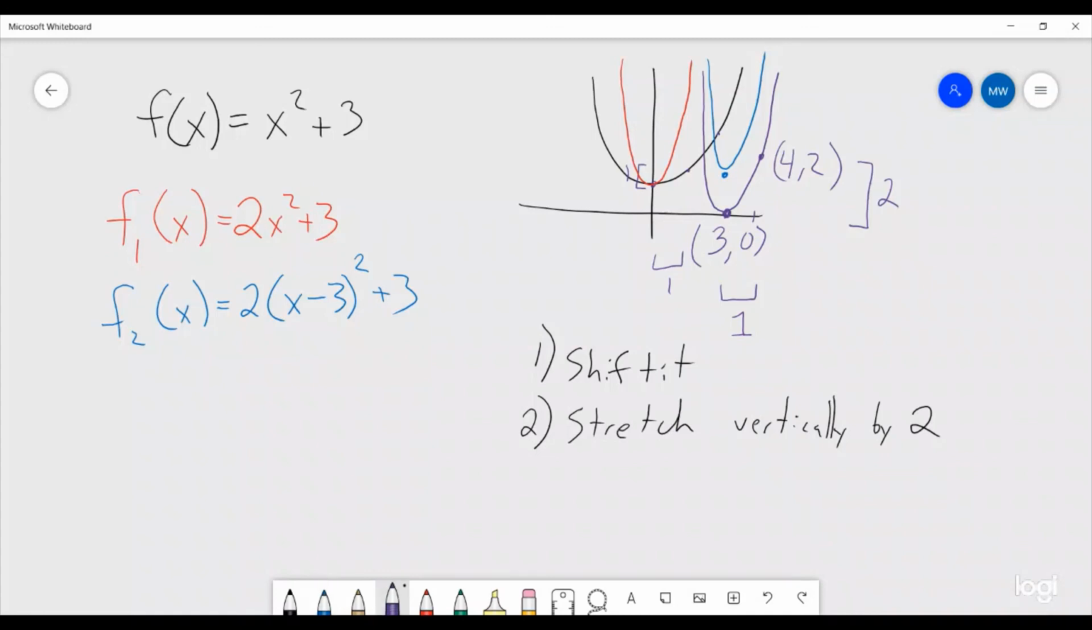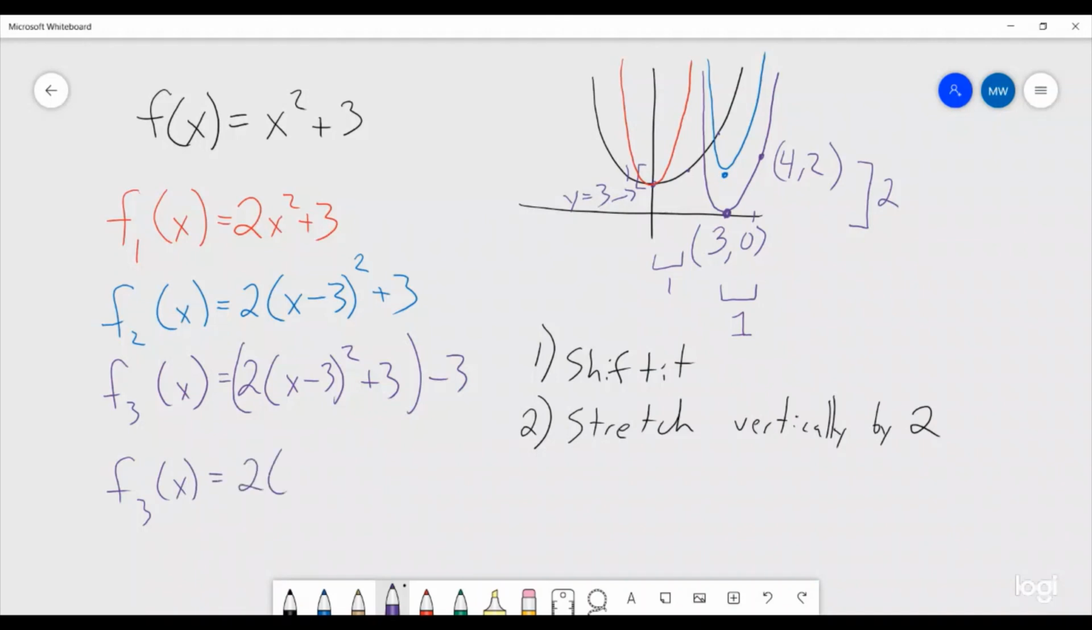The last one, which is the one that we want, is going to need to shift it down 1 spot. Oh, whoops, sorry, 3 spots, because this right here is y equals 3. So we need to shift it downwards 3 spots. And so that's going to be 2 times x minus 3 squared plus 3, all minus 3. So f3 of x is just going to be 2 times x minus 3 squared.